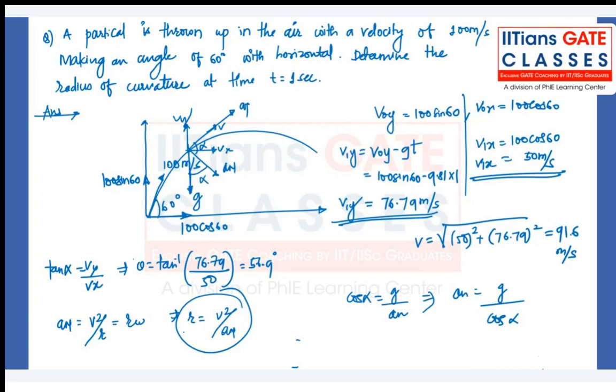The tangential component will not affect the vertical acceleration. Like, sin alpha is equal to plus or minus An, cos alpha is equal to g. Okay. Yeah, An we have there, right?